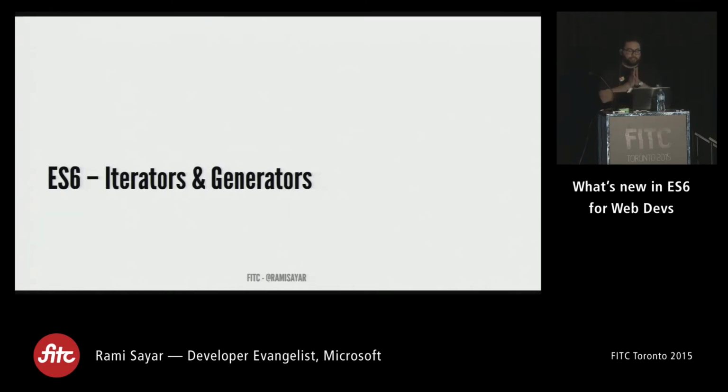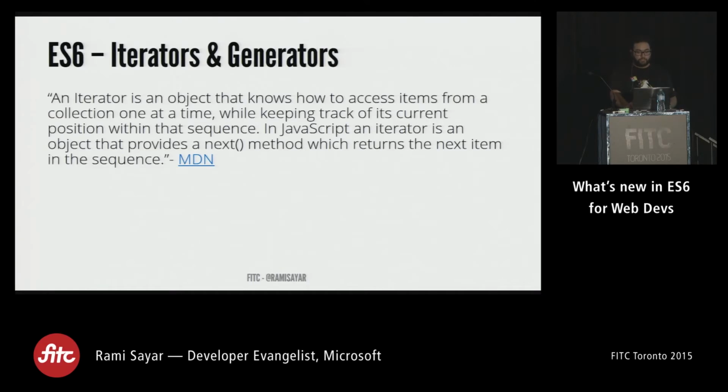Now, the last feature that I think is extremely powerful, and I absolutely can't wait to have, is iterators and generators. What's an iterator? We've never had this in JavaScript, but if you come from a Java background or a C# background, or even C++, you've had iterators. An iterator is an object that knows how to access items from a collection. This is a very textbook definition. One at a time, while keeping track of the current position in that sequence. So in JavaScript, an iterator is going to be an object that has a next method, and that's what's going to return the next item in the sequence. So all that means is that there's a new way that I can access the items in the collection, and that collection could also be an object.